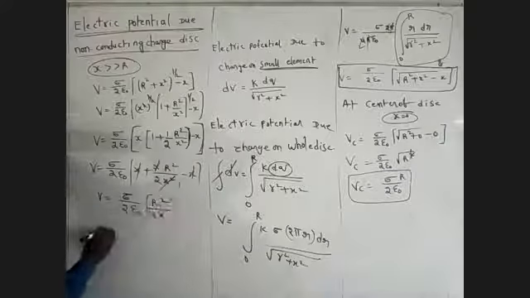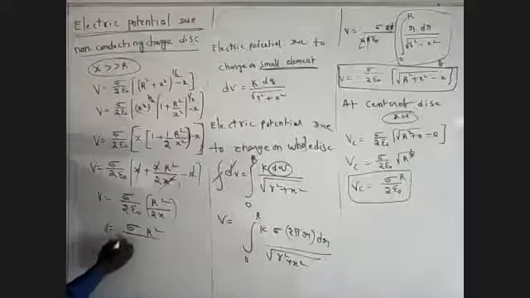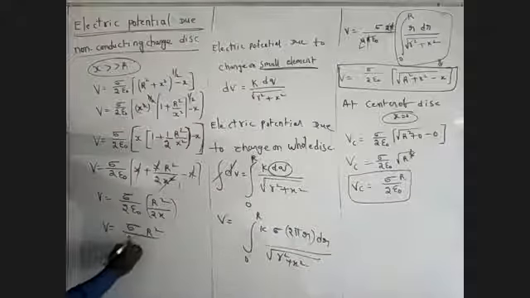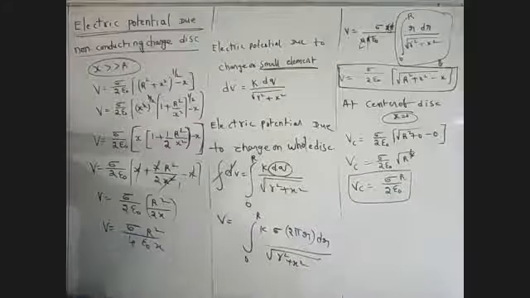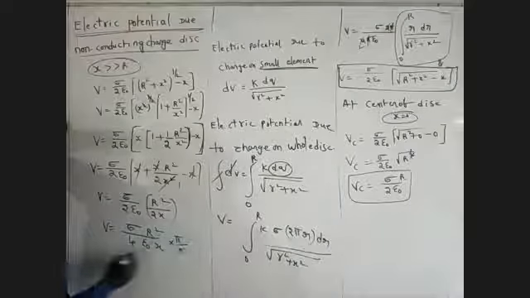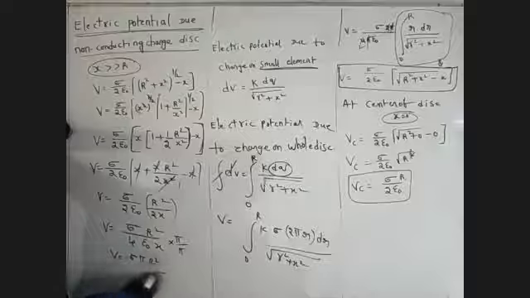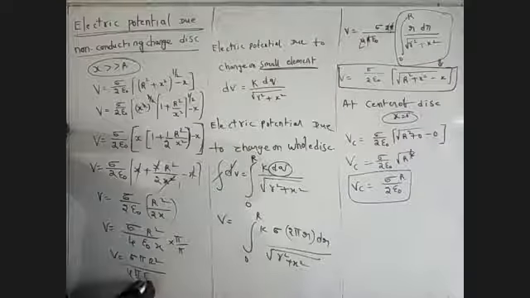So V is equal to sigma R squared by 2 into 2, that is 4 epsilon naught x. Pi divides by pi. So V is equal to sigma pi R squared by 4 pi epsilon naught x.